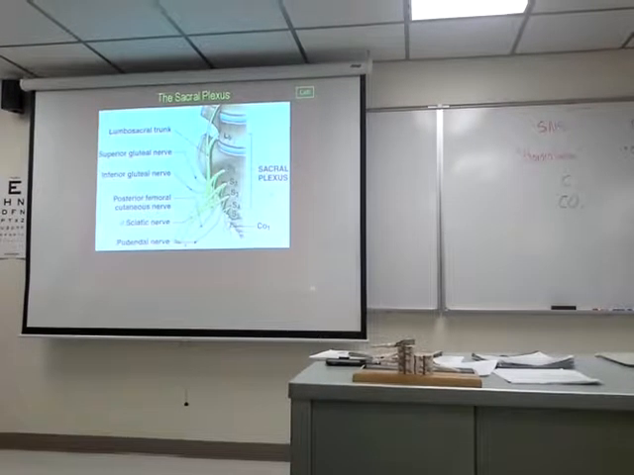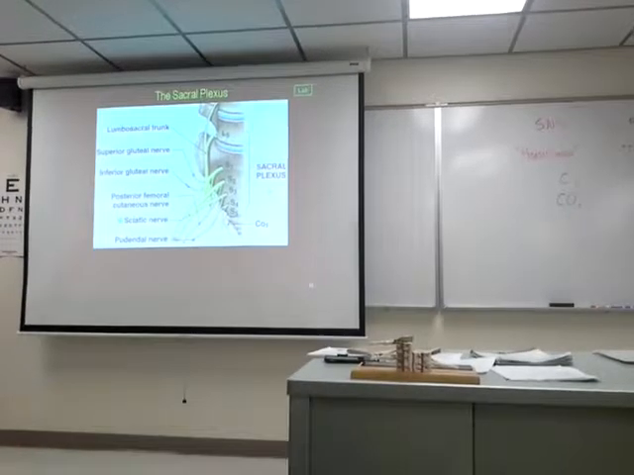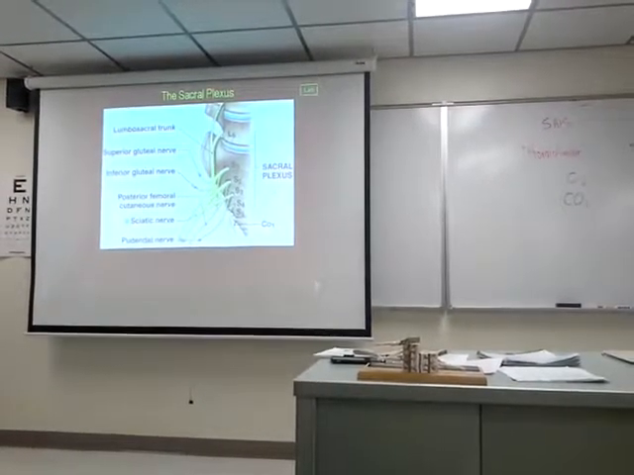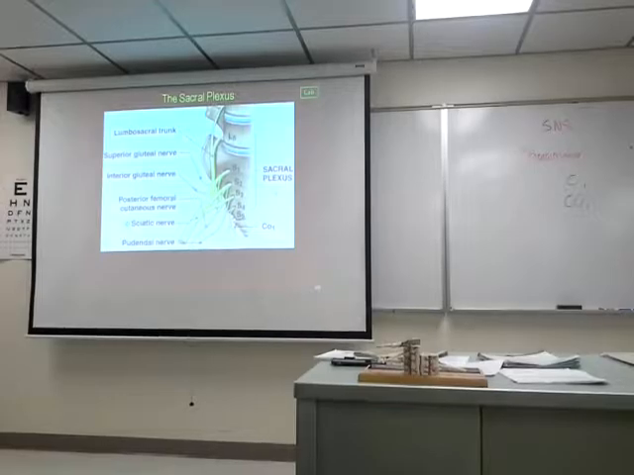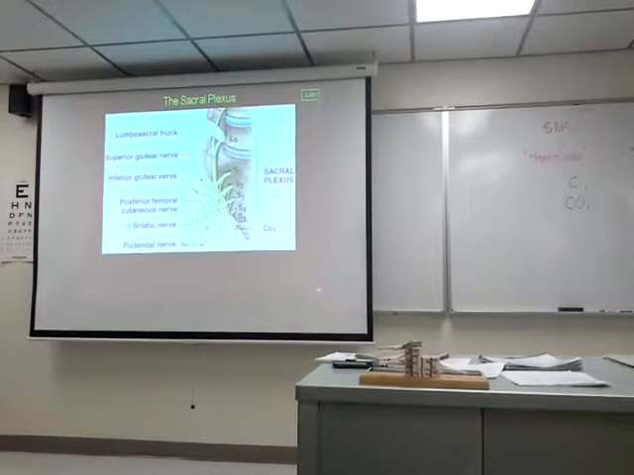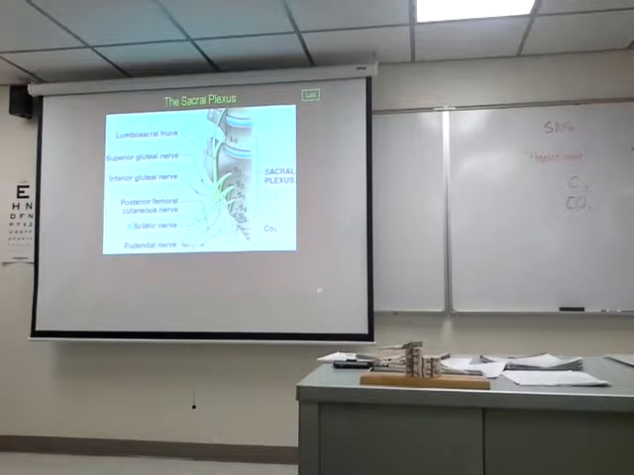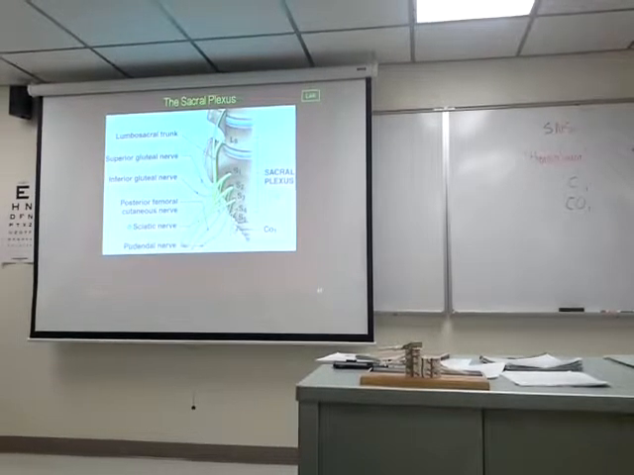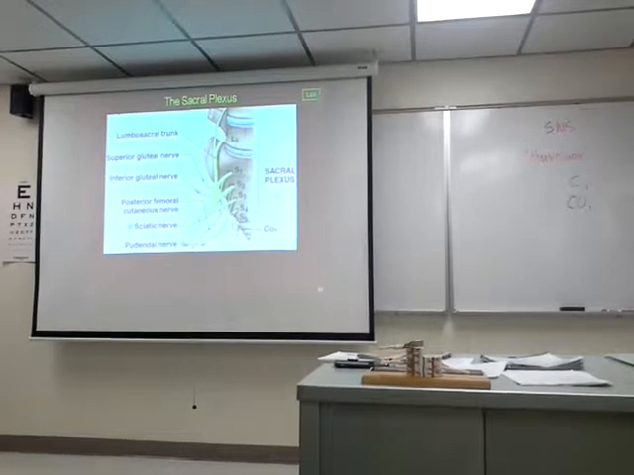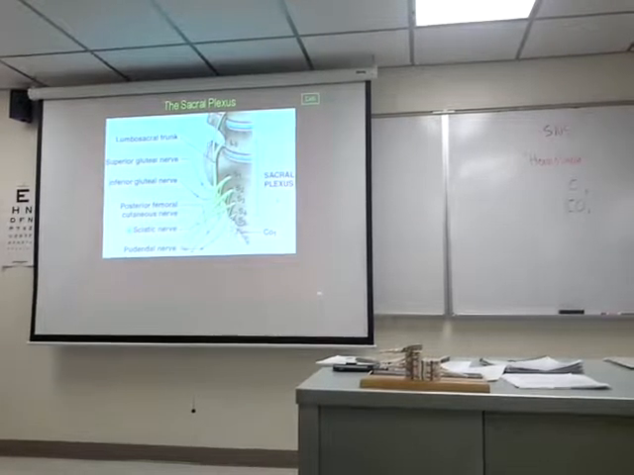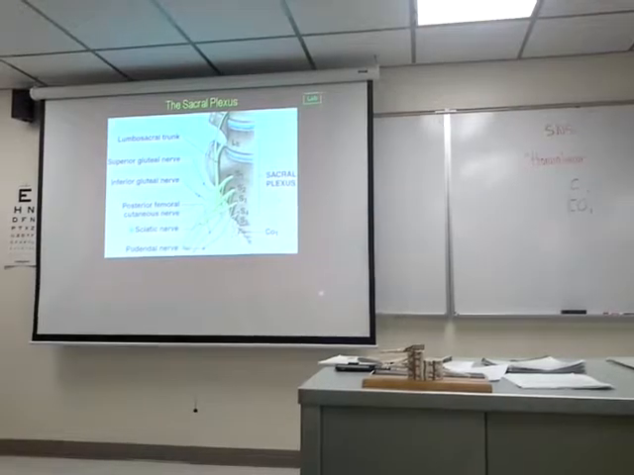How about the posterior lower limb? Sacral plexus. The ventral rami from L4 to S4 form the sacral plexus. Collectively, the nerves from this plexus innervate muscles and skin of the posterior lower limbs, buttocks, and genitals. You need to know the sciatic nerve.